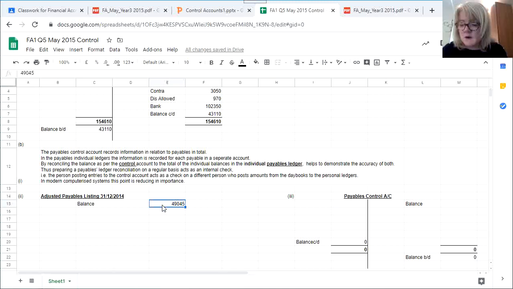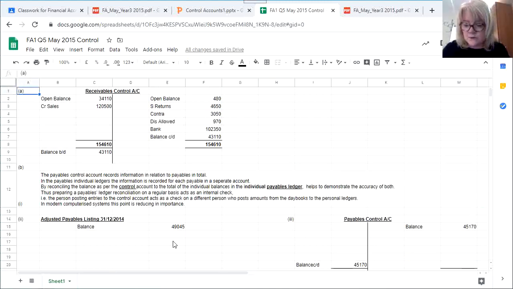So first of all, you're given the balances. So the balance for the payables listing was given as 49,045. So I'm just going to show that there first of all. You're also given the payables control account as a balance, and balance over there on the credit side as 45,170. So you see straight away that these don't match, and therefore we have to correct the errors.